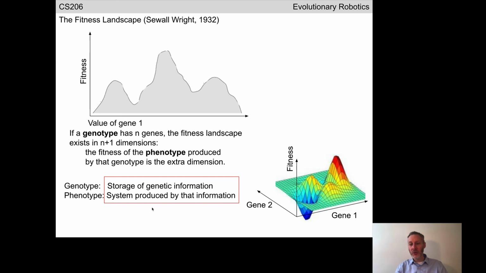Okay, so we just looked at an example where we have two genes, which gives us a three-dimensional fitness landscape. Here's a hypothetical example. Imagine we have a Braitenberg vehicle that has just one wire. Actually, vehicle one has just one wire. The fitness landscape exists in two dimensions, and you get something that looks like this.